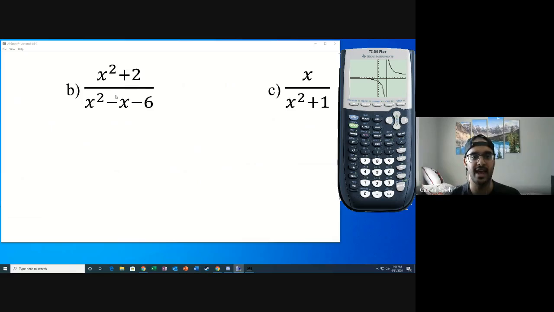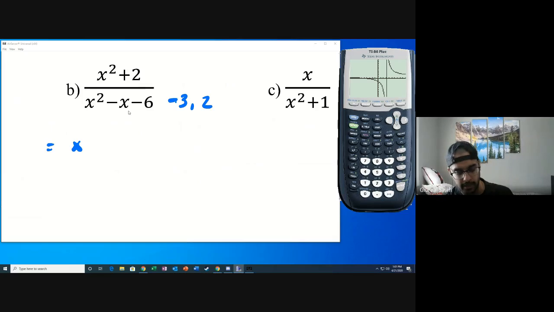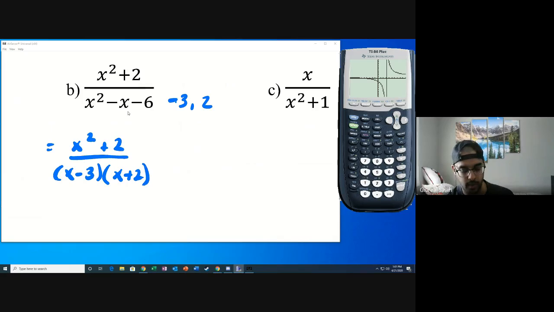Those same 2 numbers have to add to the coefficient of your x term, in this case, -1. So the 2 numbers that will do that are some combination of 3 and 2. Now, if my middle term is negative, that means my larger one has to be my negative value. So my 2 numbers are going to be -3, +2. That way, when I combine them, they combine to give me -1. So if I factor the bottom, this will now say (x squared plus 2) over (x minus 3)(x plus 2).